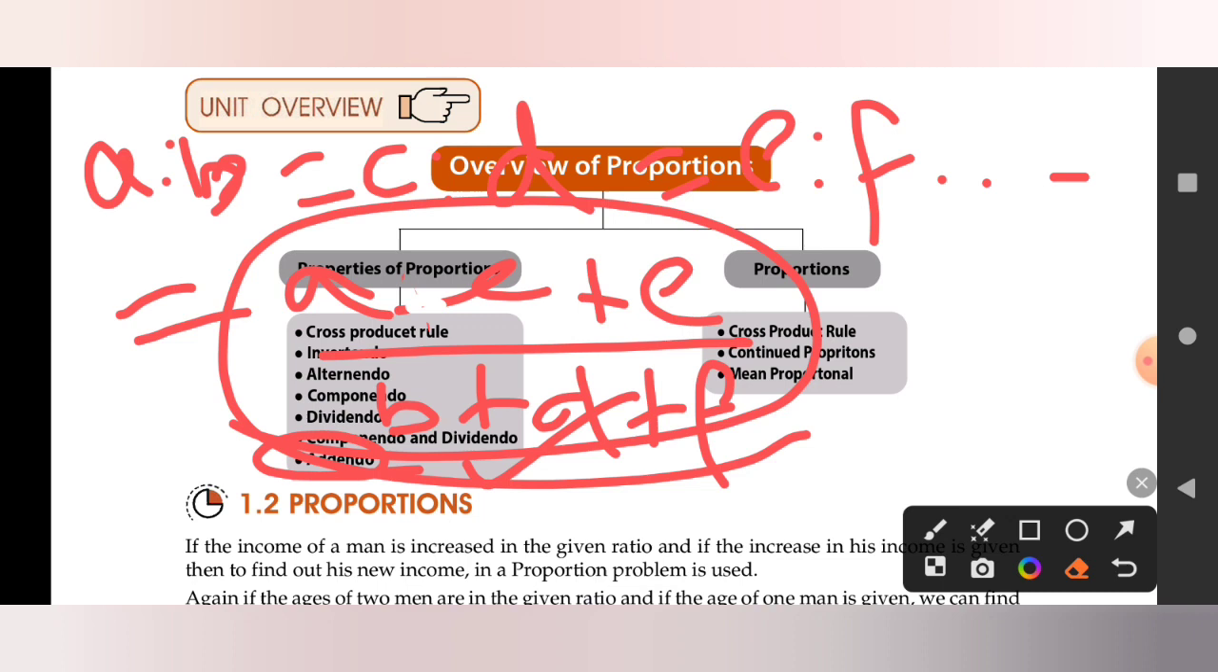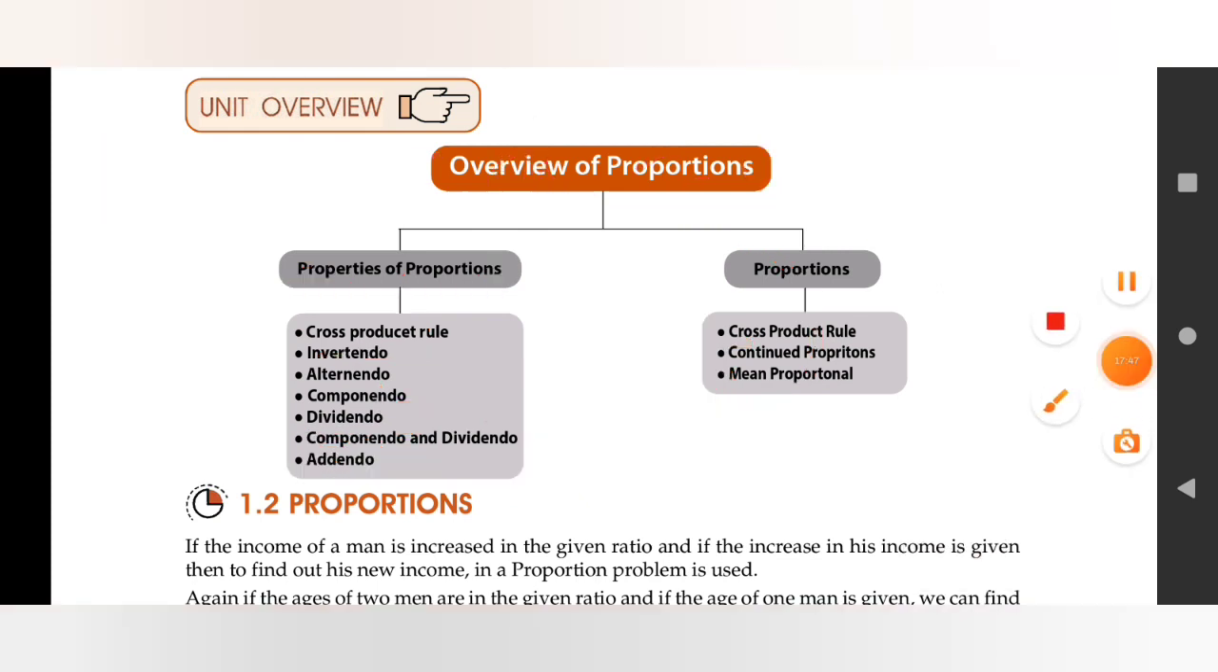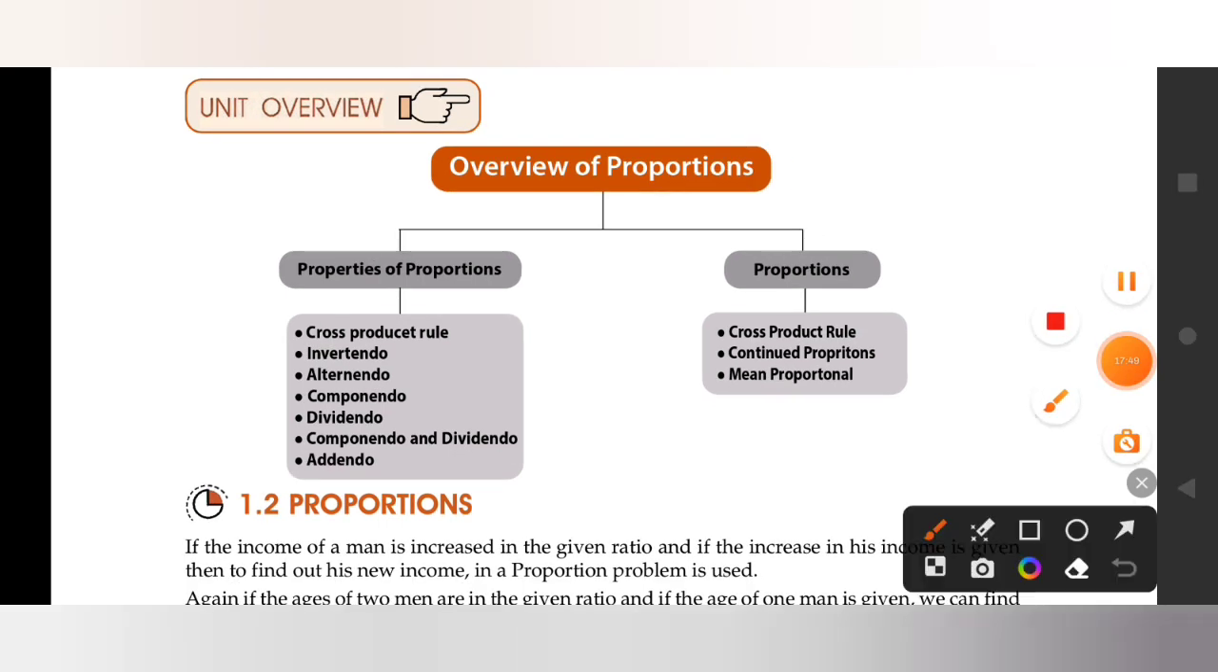And similarly, it is for subtrahendo. Here, the subtrahendo property is not written in the text. You can write it below it. So when you subtract, A minus C minus E divided by B minus D minus F. So that is subtrahendo. So you can write subtrahendo. Correct? All right.